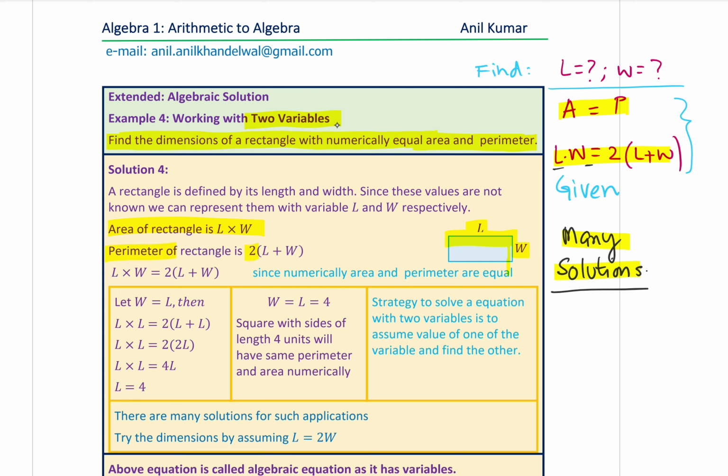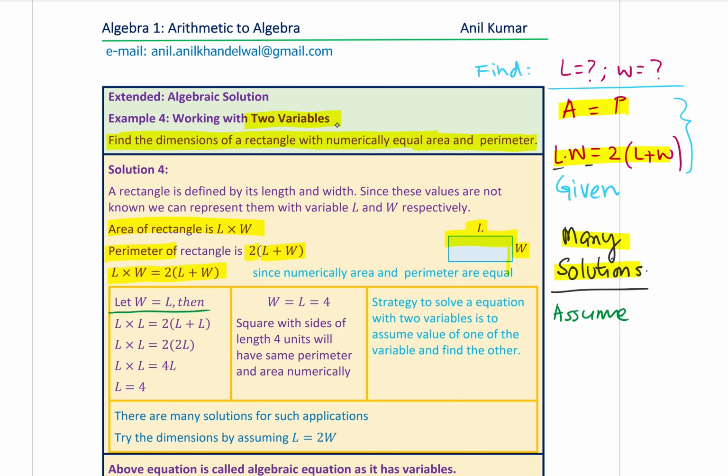We are given the condition both are equal, and therefore I can write product of length and width equals twice the sum of length and width. Now from here, how do we move forward? Well, the best way is to assume some value. So we'll start with assumptions. So what should we assume? Let's assume something, right? So in this case, what we did was we assumed width as equal to length, right?